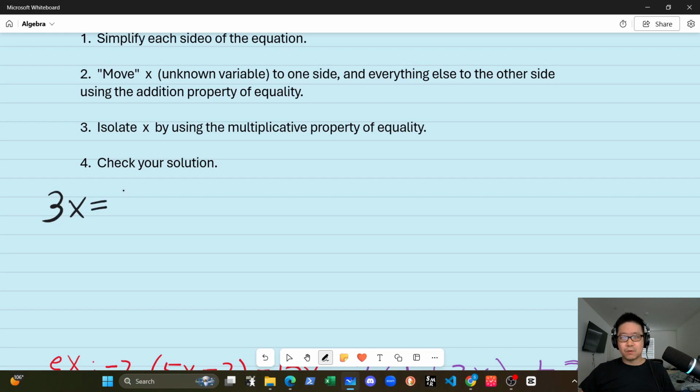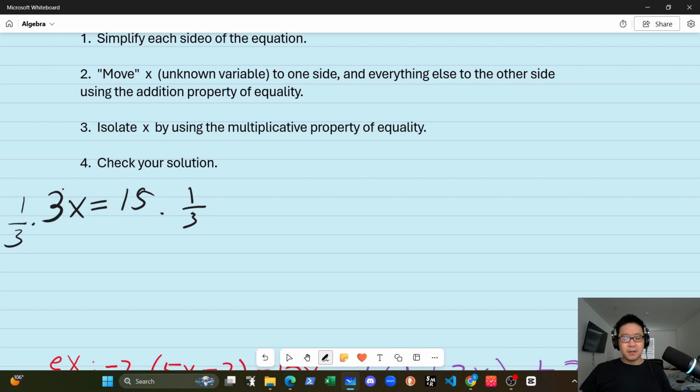3x equals 15. Again, our goal here is to isolate x and be left with an answer on the right side. The way that we get rid of this 3 in front of the x is to multiply both sides by the inverse of 3. So the inverse of 3 is what? 1/3. So we're going to multiply both sides by 1/3.